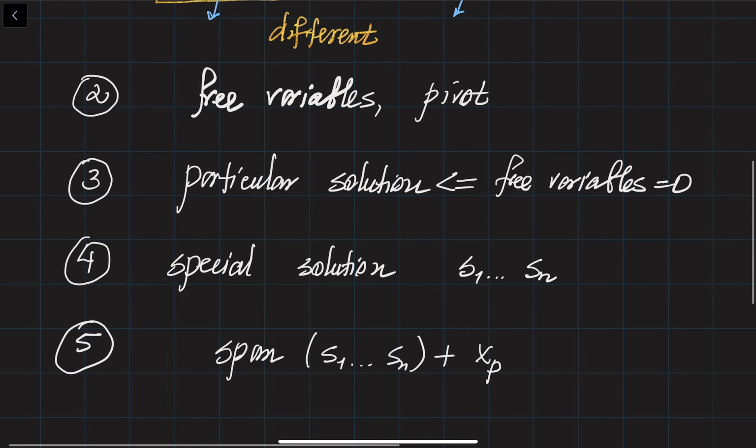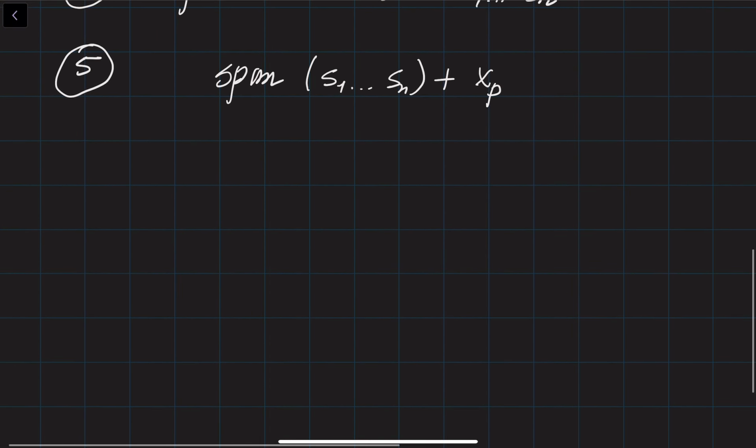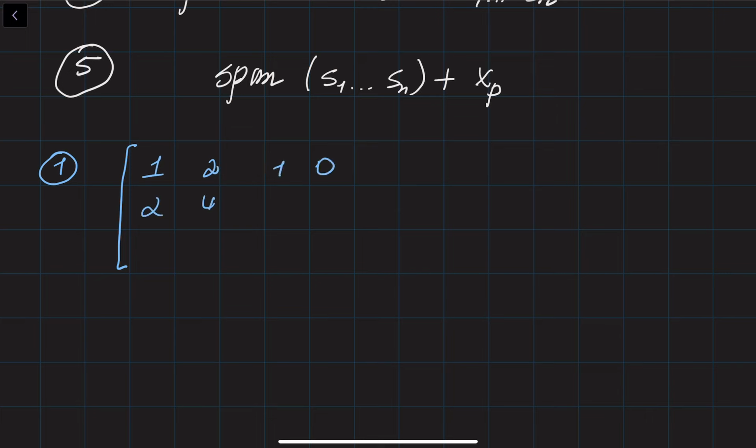Okay, so let's perform all of the steps for the given system. First of all, I'm going to create the augmented matrix. In order to do this, I'm going to copy all of these numbers: 1, 2, 1, 0, 2, 4, 4, 8, 4, 8, 6, 8. And I'm going to also copy the b vector, which is 4, 2, and 10.